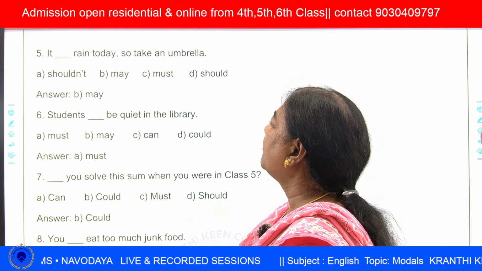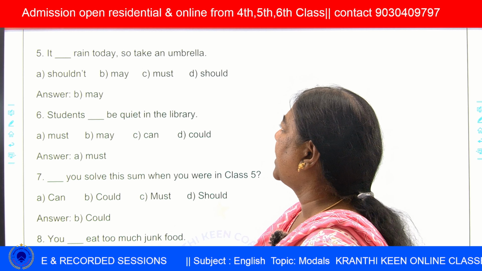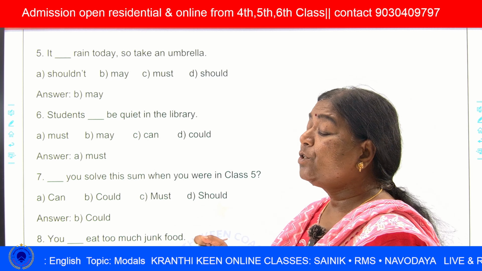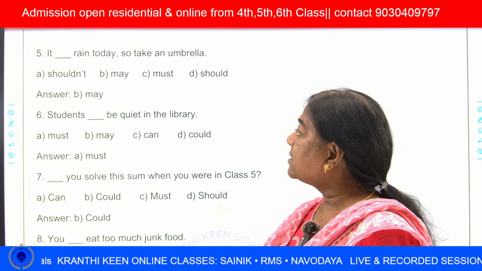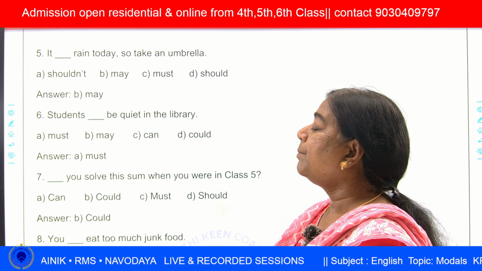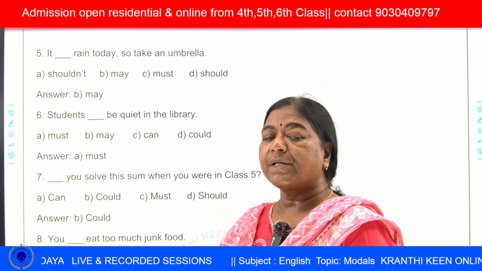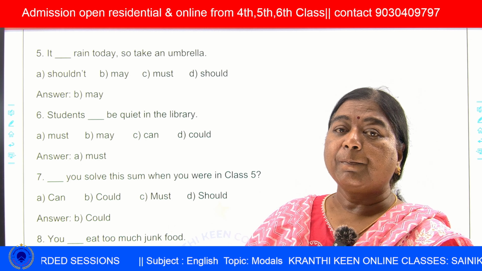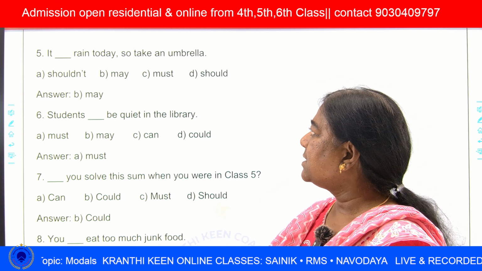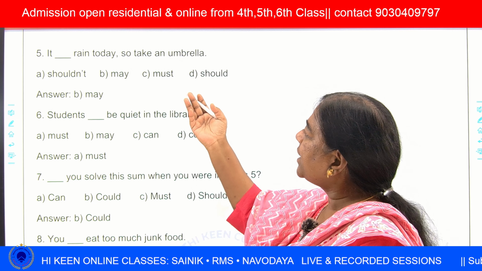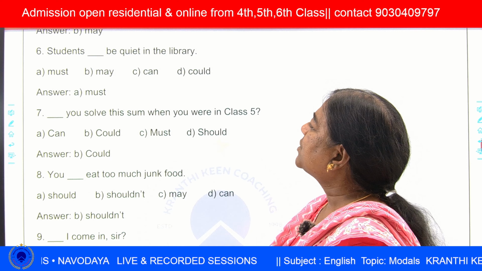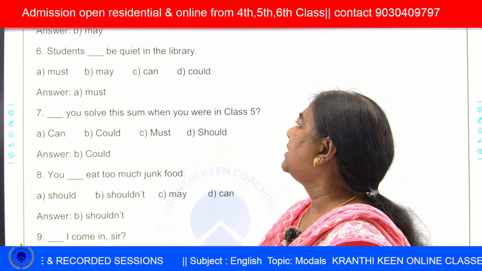Next, fifth one, it dash rain today. So take an umbrella. Okay. So we need to take an umbrella. Maybe somebody's suggestion. Clear? So it may rain today. So take an umbrella. Now here, the present situation is not rainy, but maybe it is cloudy or it's a rainy season. So somebody is suggesting that it may rain today. So take an umbrella.